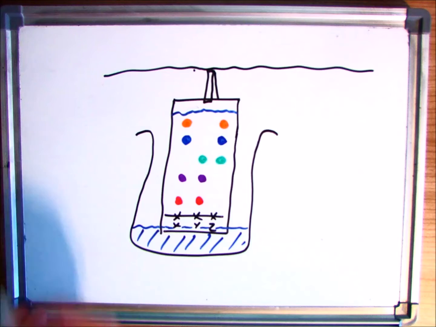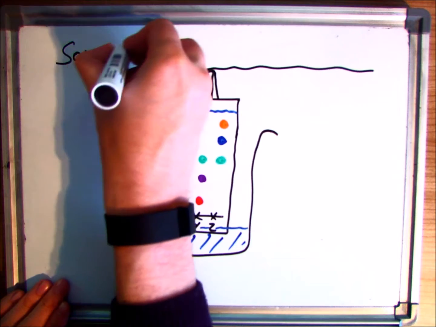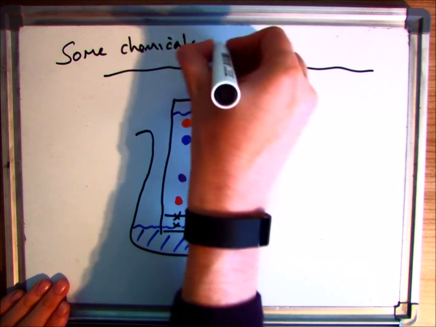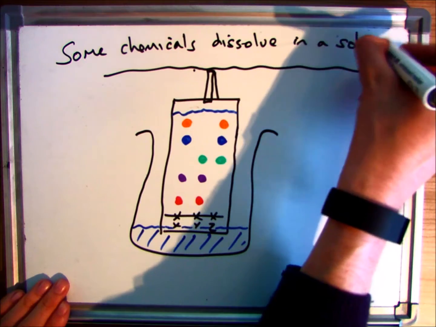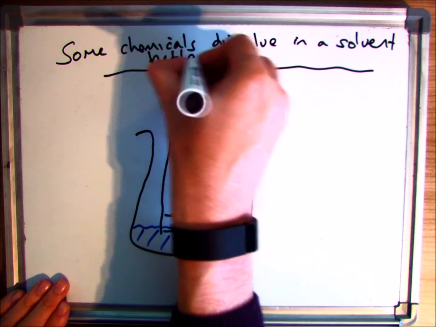The first key point then is that some chemicals dissolve more than others, and you see that in a chromatogram by them moving up different amounts on the paper. The more soluble they are, the further they'll move up the paper; the less soluble, the less they'll move up the paper.